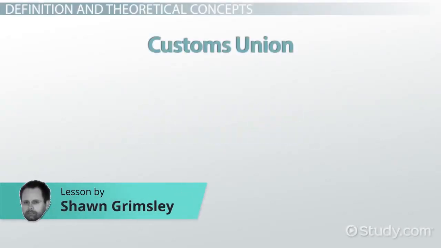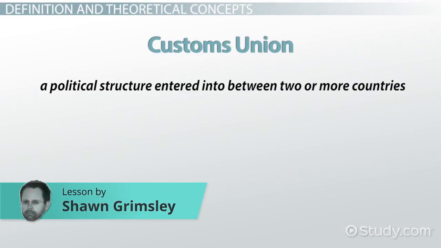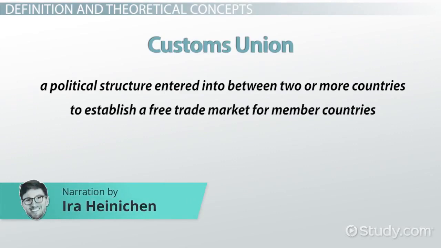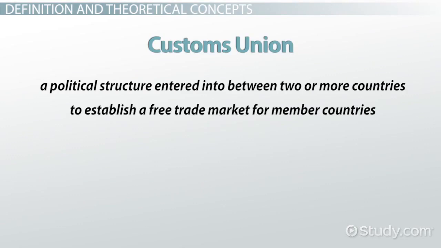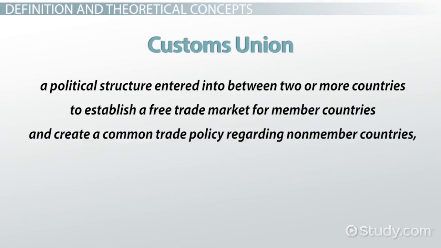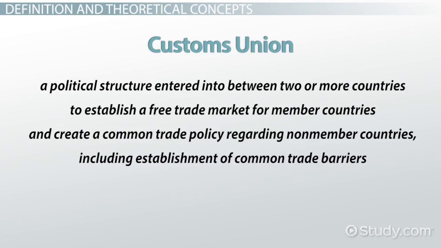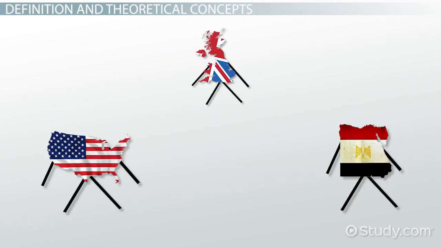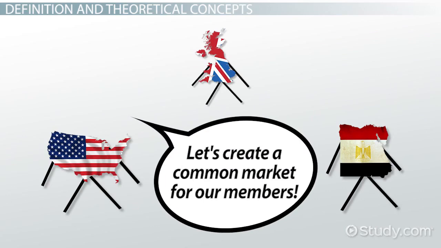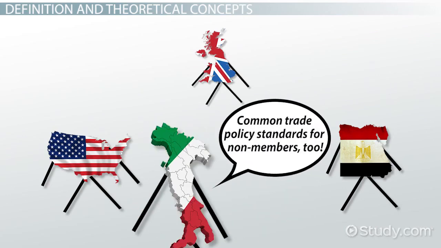A customs union is a political structure entered into between two or more countries to establish a free trade market for member countries and create a common trade policy regarding non-member countries, including establishment of common trade barriers. A customs union attempts to create a common market for free trade between member countries, while using a common strategy regarding trade policy with non-members.